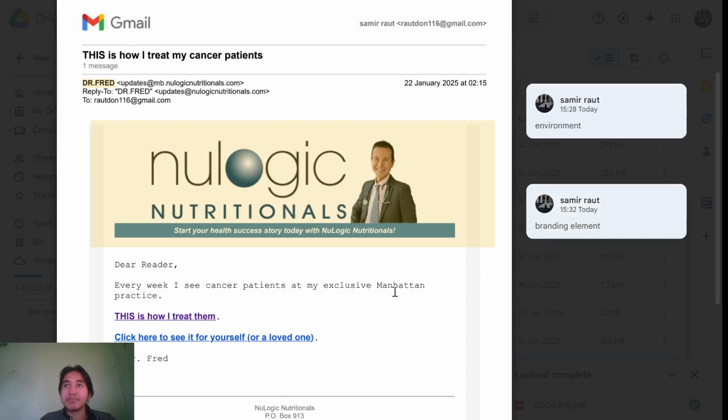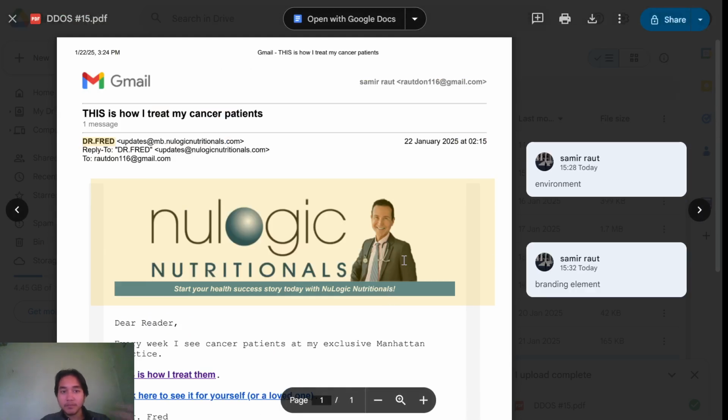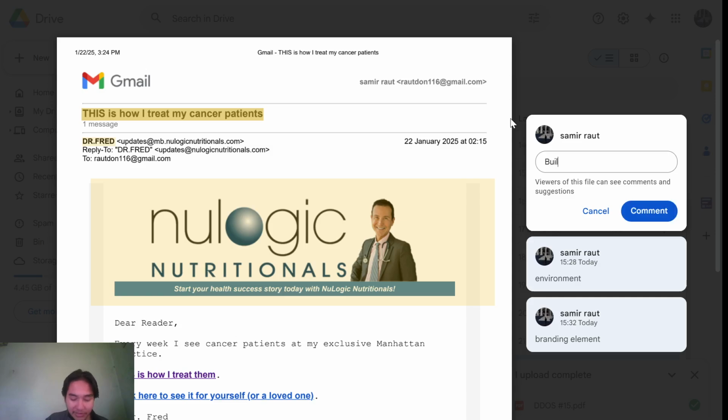You might say that it also strips off the personality element, but because you can see his face, it probably looks more believable. And this is probably going to lead them to a VSL. So let's analyze: "This is how I treat my cancer patients." This is very out of the box, right? It builds intrigue.